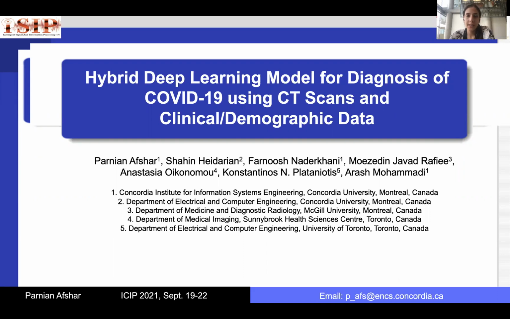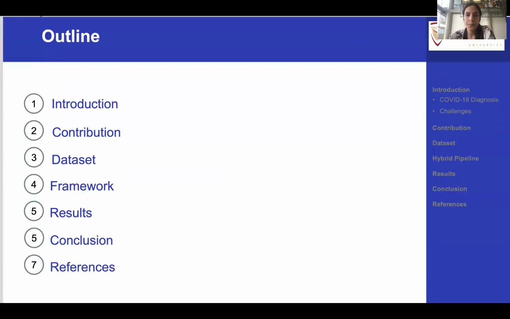I'm a PhD candidate at Concordia University, and on behalf of my collaborators from Concordia University, University of Toronto, McGill University, and Sunnybrook Hospital at Toronto, I'm going to present our study on COVID-19 diagnosis entitled Hybrid Deep Learning Model for Diagnosis of COVID-19 using CT scans and clinical or demographic data.